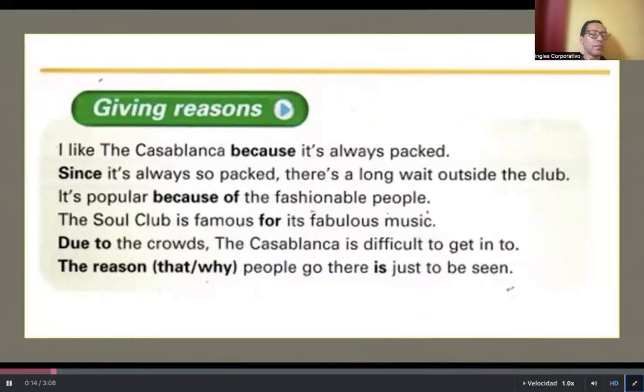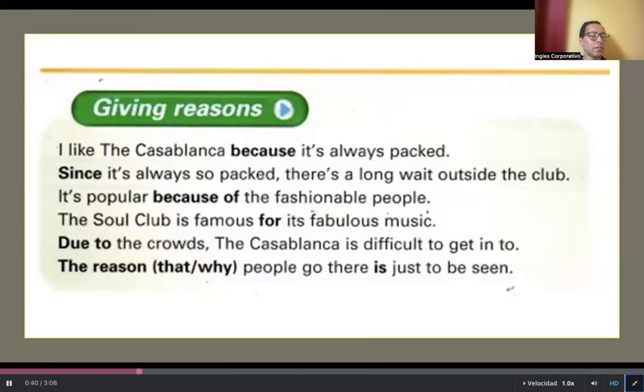Giving reasons. I like the Casablanca because it's always packed. Since it's always so packed, there's a long wait outside the club. It's popular because of the fashionable people. The Soul Club is famous for its fabulous music. Due to the crowds, the Casablanca is difficult to get into.